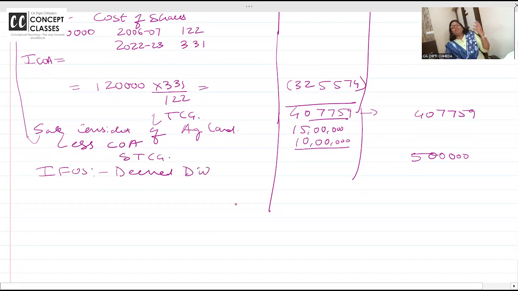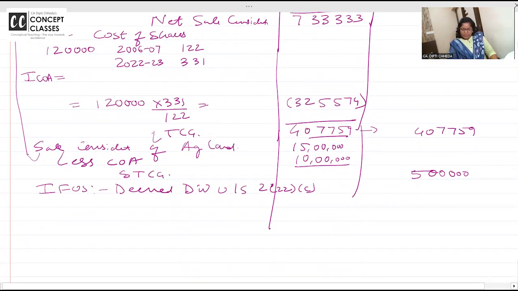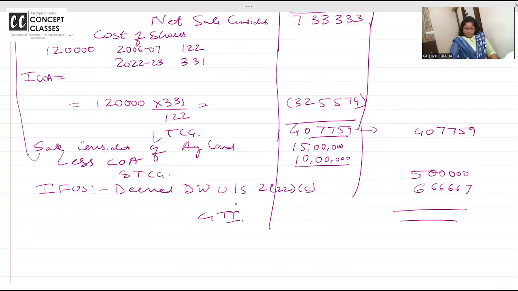Whatever is coming to the shareholder from the company out of the accumulated profits is treated as deemed dividend under section 2(22). I have taught you 5 clauses. This is the 3rd clause, because the amount is coming on liquidation. So how much is coming to you? 666,667. Now what you get is called your gross total income.